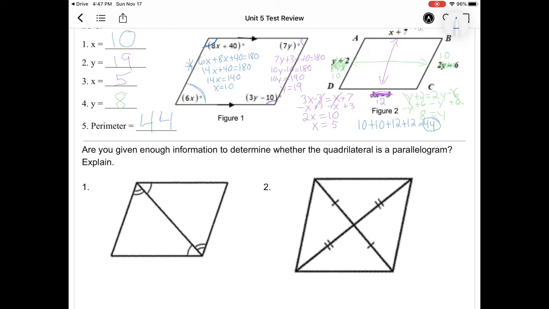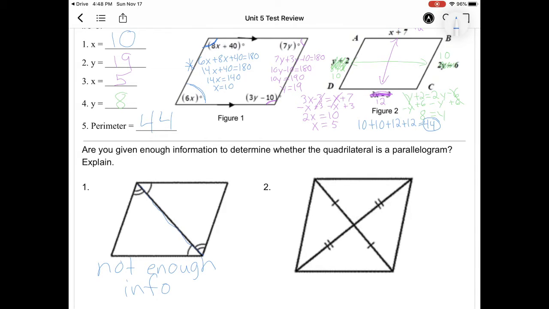So in the first one, we are not given enough information because just because our one diagonal is creating angle bisectors, meaning dividing an angle into two even parts, or the opposite sides are, or opposite angles are congruent, it is not enough information to determine if it's a parallelogram. It's not one of the four cases that we are given enough information.